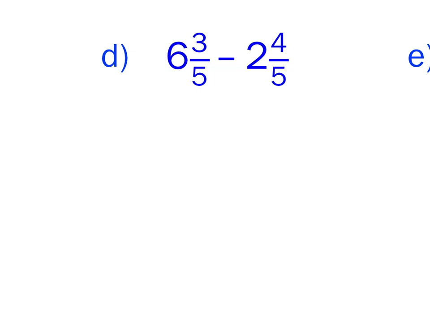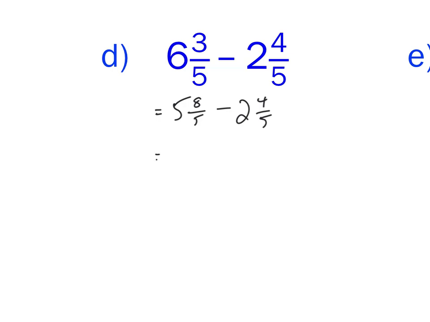So if I try and subtract 4 from 3, where's the issue? 3 from 1, what's that? Negative. You can't. So we take away from the 6 and we add 5 to the 3. So we get 5 and 8/5 minus 2 and 4/5.